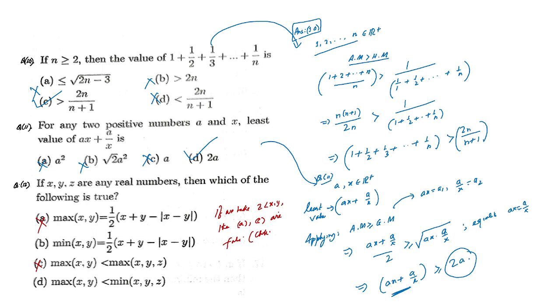Now also you know the formula for the minimum: in that case the minimum of A, B equals half of A plus B minus mod A minus B. That will be the correct option, and all other options are basically false. So this is the simplest question, where just by using the formula of minimum and maximum you can check whether this is true or not.